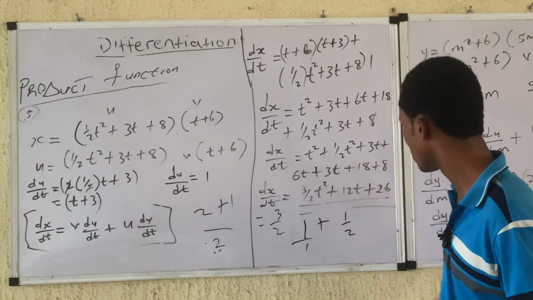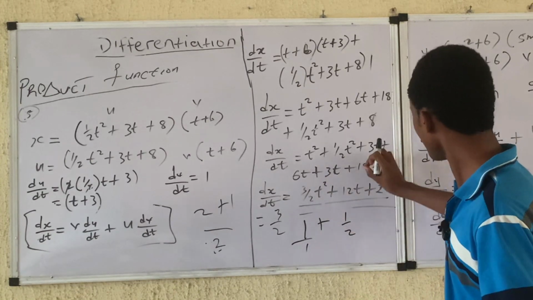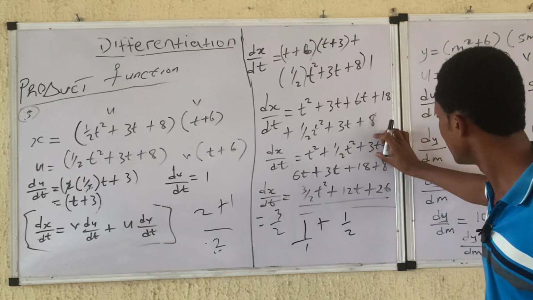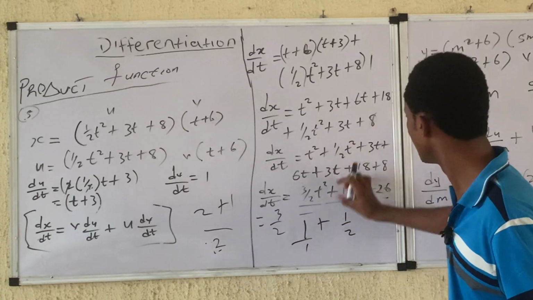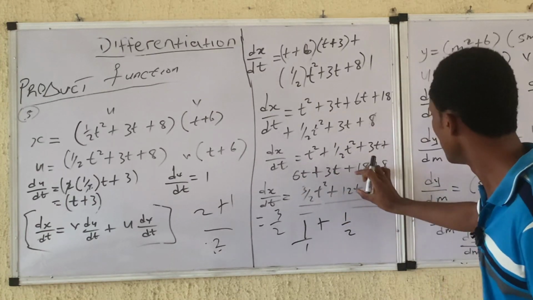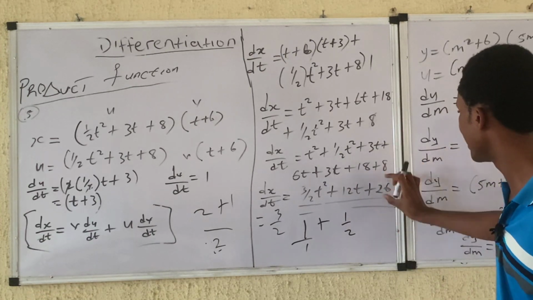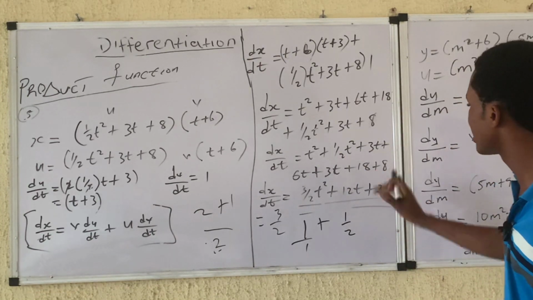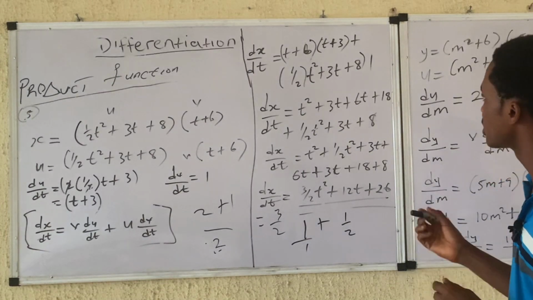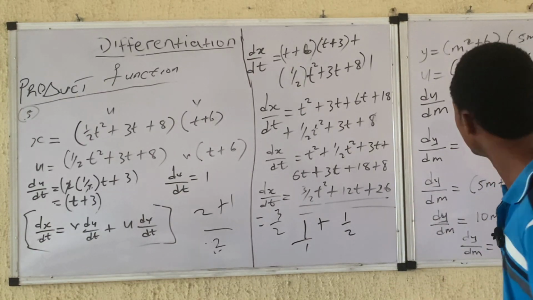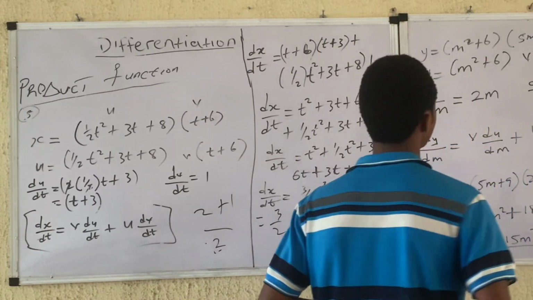Then t squared, plus here, 3t plus 6t plus 3t again gives you 12t. 18 plus 8 will give you 26. So this is our final answer for this question. Now moving to the next question.